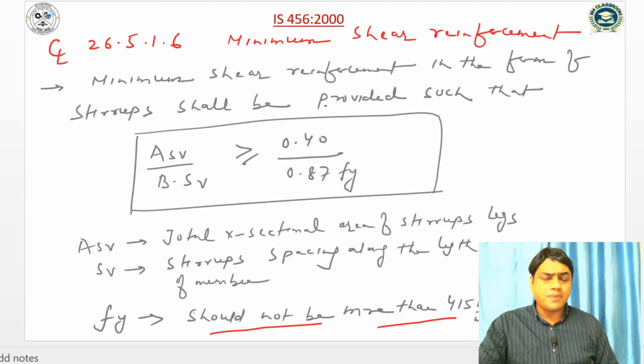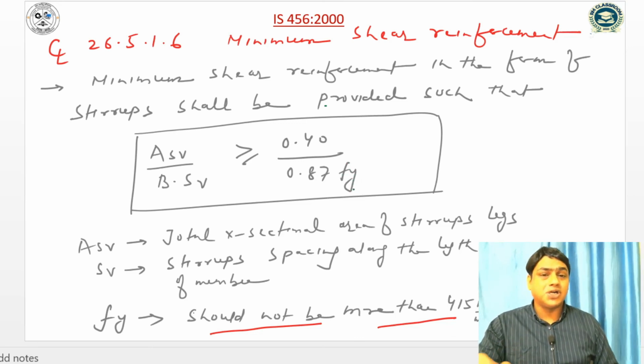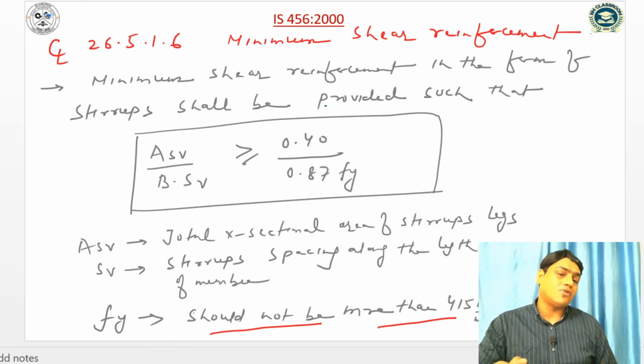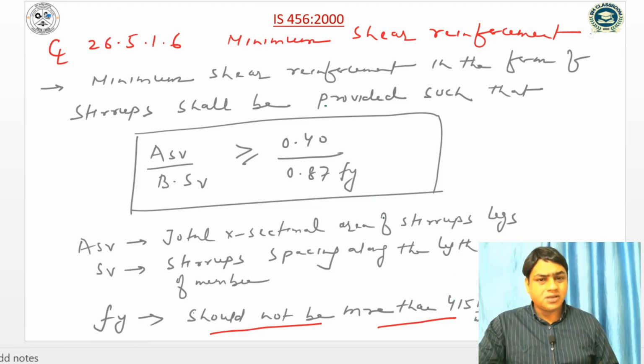Here one thing we have to remember, that the grade of steel should not be greater than Fe 415. If the grade of steel is given as Fe 500, then in that case we have to put the value of fy as 415, because it is a restriction that fy should not be more than 415, whether Fe 500 or a higher grade is given. If in the question mild steel is given, then it is okay, it is less than 415. But if a higher grade of steel like Fe 500 is given, we have to use fy as 415 Newton per mm square.